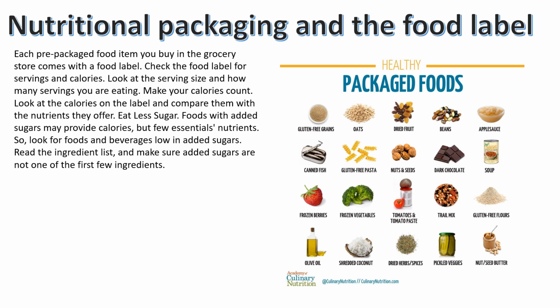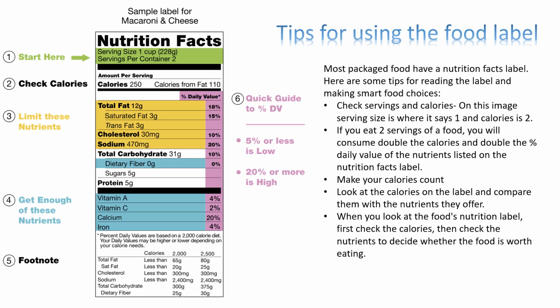So over here I have some healthy packaged foods you could have. So tips for using the food label. So I've got a food label here and it says start here. It shows you serving size and how many is in the container, calories from fat, the nutrients in it. You want to limit these nutrients and get enough of these nutrients. And then these are just a footnote of what this is all based off of.